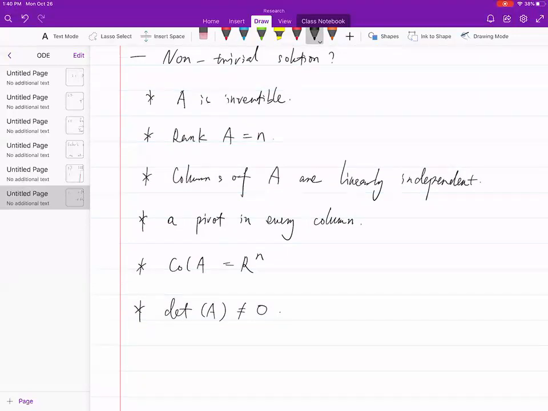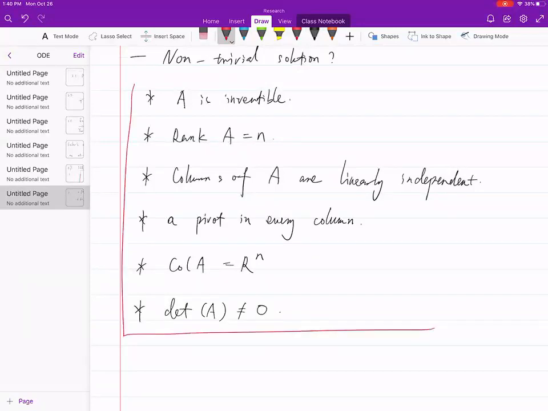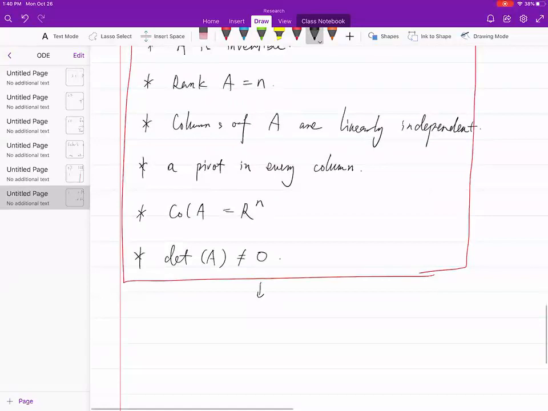Hopefully reflect some of them. If you don't, go back to your linear algebra and check what we mean by that. Everything I wrote down is equivalent. Saying one thing is the same as saying everything else. If you put all these together, they all mean the same thing. Under this circumstance, it will imply AX equal to 0 only have 0 solution.